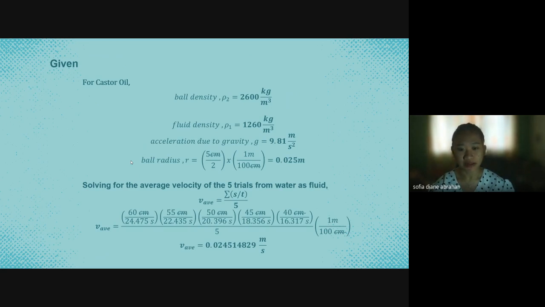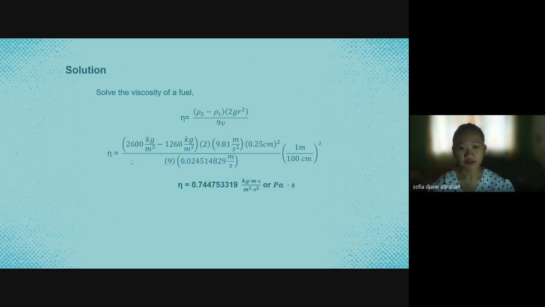For the castor oil, likewise as in glycerin, density 2 will be the ball density, density 1 will be the fluid density, g for gravity, and r for radius. The velocity average will be 0.024514829 meters per second. For the viscosity of the fluid, we use the same equation. We have yielded 0.74475319 Pascal second.